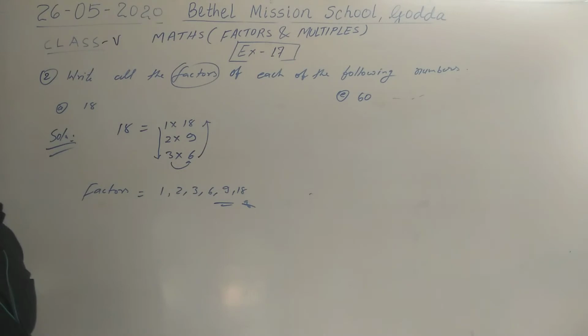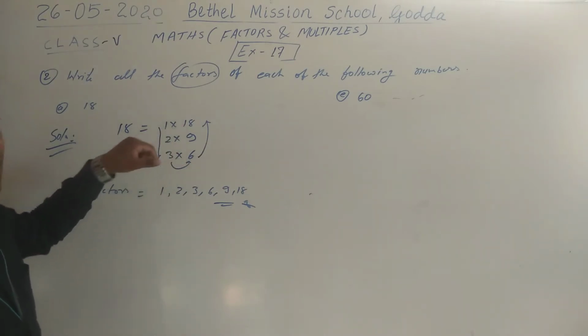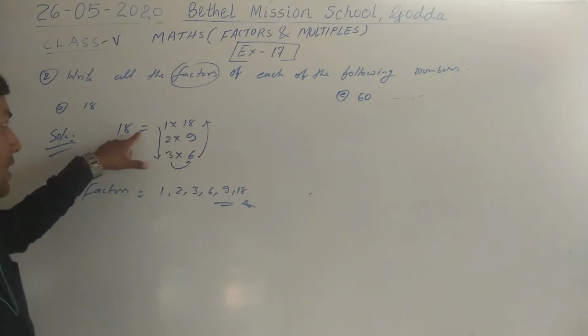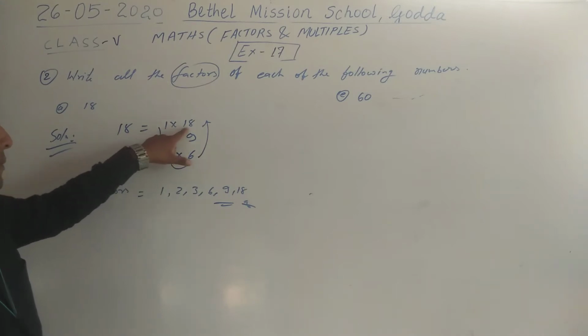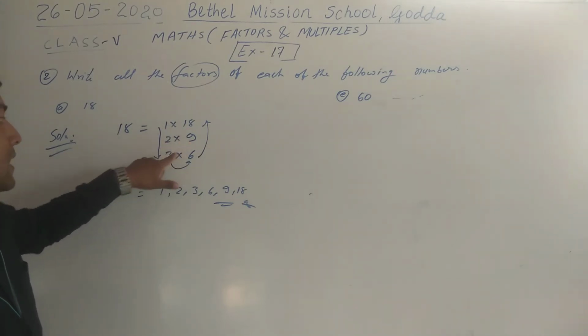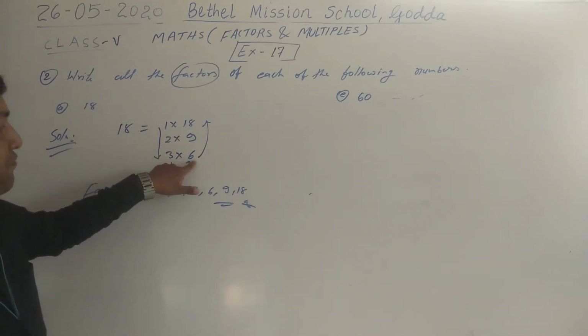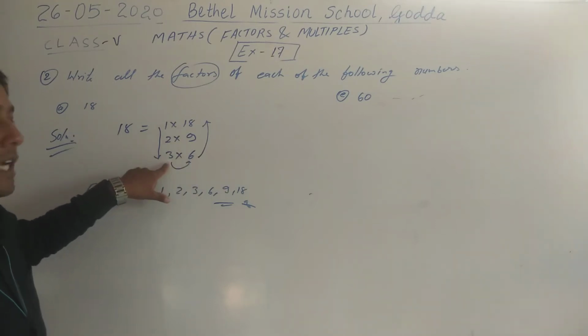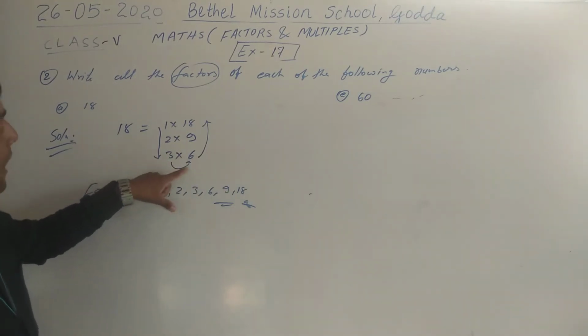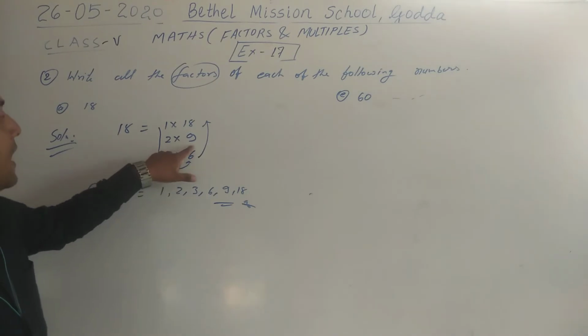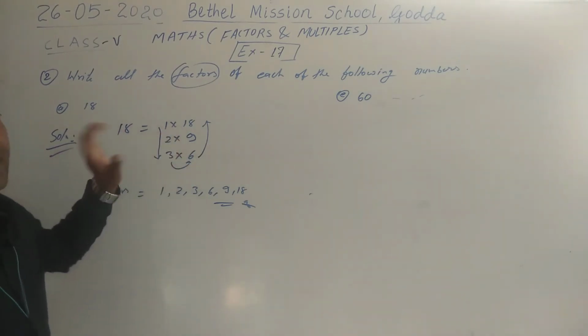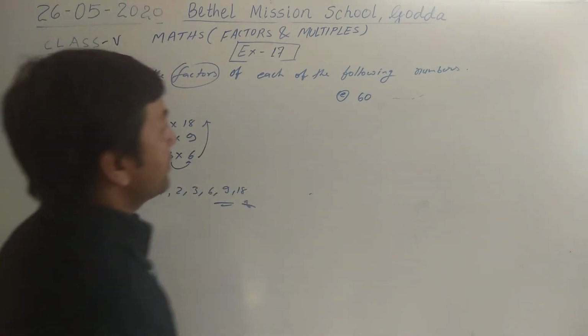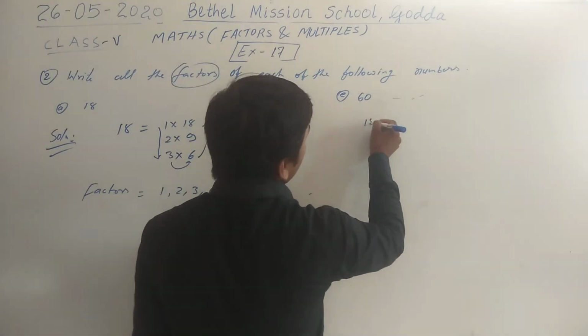It means you have to first find by which table the given number 18 can be divided. So 1 by 18, by 2 it is 9, by 3 it is 6 times. 4 can't, 5 can't, and 6 times 3, and also 9 times 2. And now we solve the next, also 60.